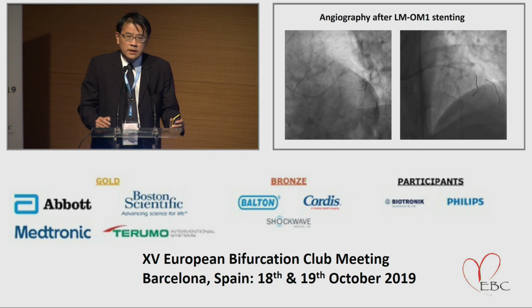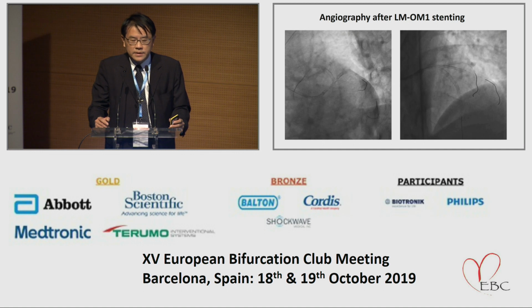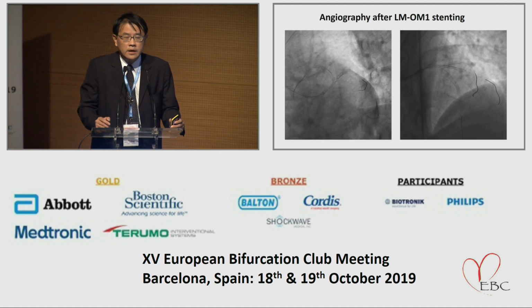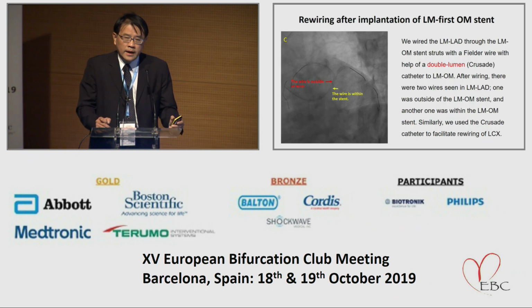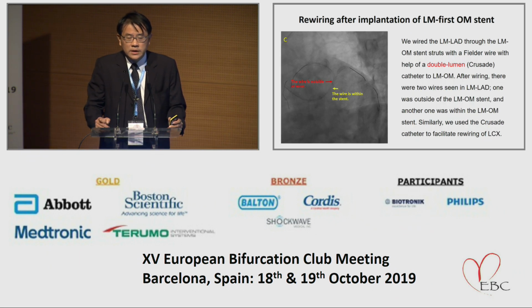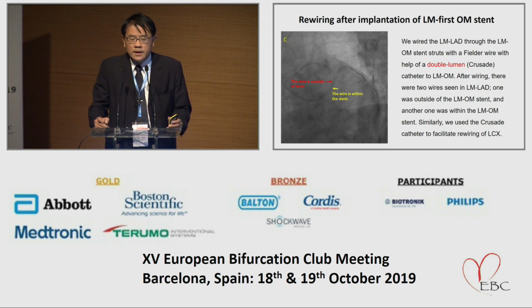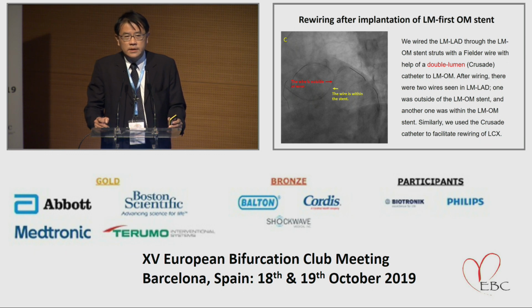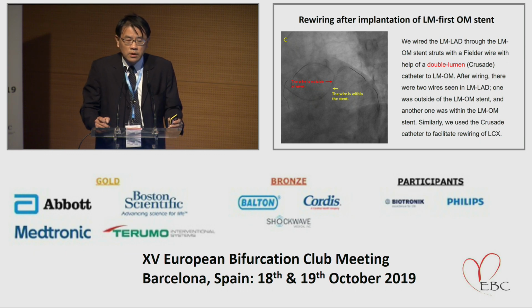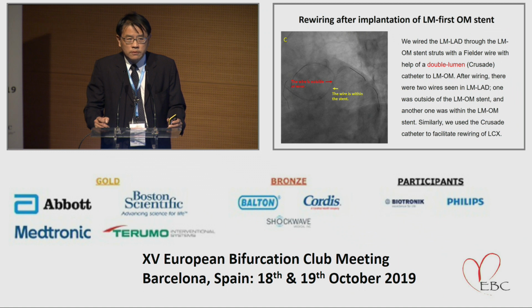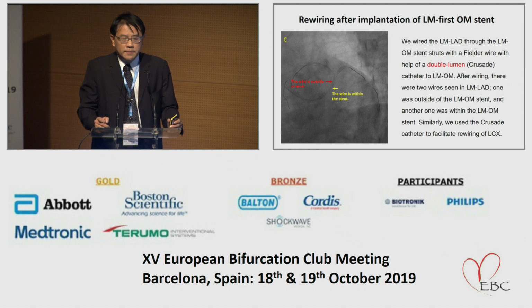We can see the ostium of the LAD and the proximal part of the circumflex become narrowed, which is due to plaque and carina shifting. And then we should rewire the LAD and circumflex. Because the stent is just 3.5 millimeter in diameter, there should be some space between the stent and the vessel wall. So we use a double lumen catheter to facilitate the wiring of the LAD and circumflex to prevent the wire going outside of the stent.